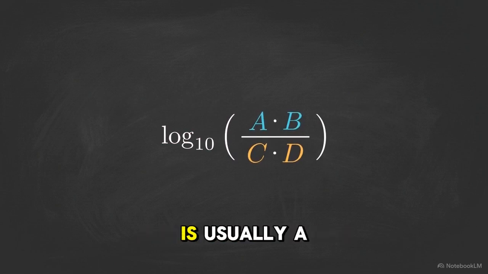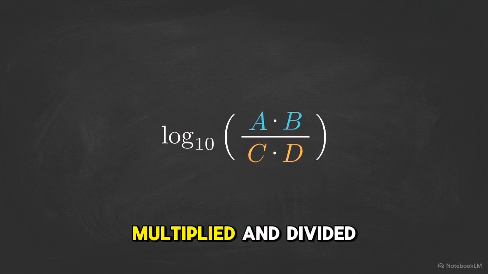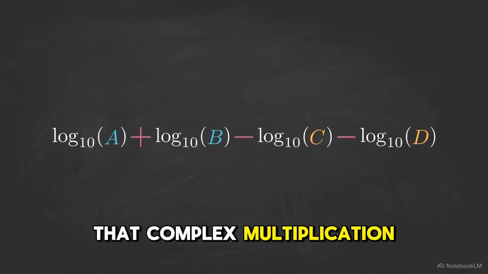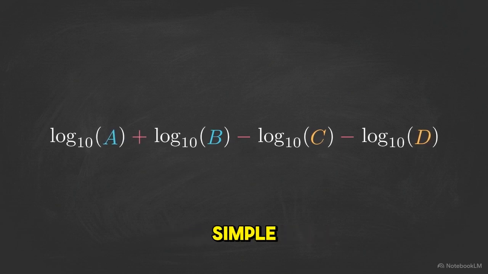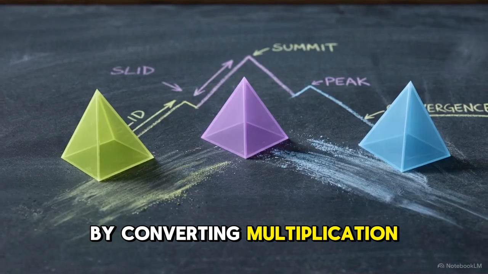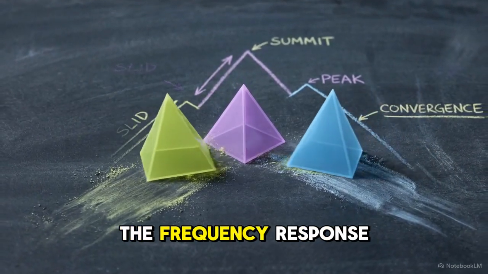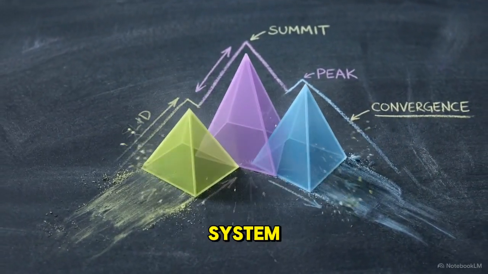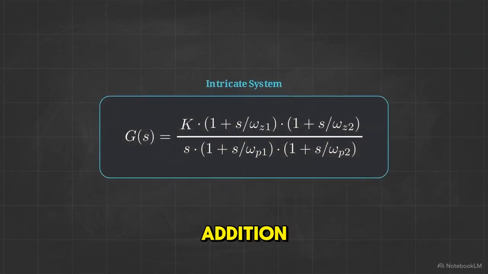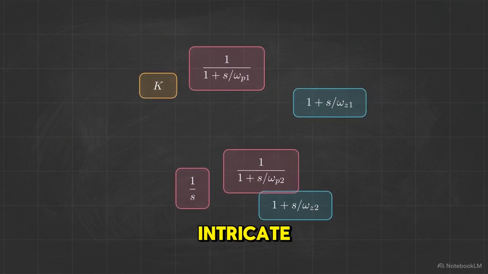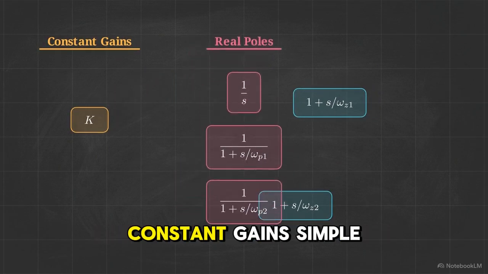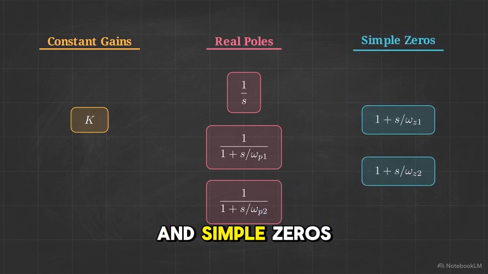A transfer function is usually a fraction made up of multiplied and divided complex terms. But when wrapped in a logarithm, that complex multiplication expands out into a series of simple, independent terms added or subtracted together. By converting multiplication into addition, we can construct the frequency response of any linear time-invariant system simply by stacking basic geometric shapes. Because of logarithmic addition, every LTI system, no matter how intricate, can be decomposed into a finite set of fundamental building blocks: constant gains, simple real poles, and simple zeros.